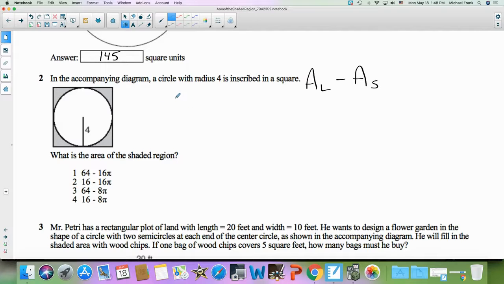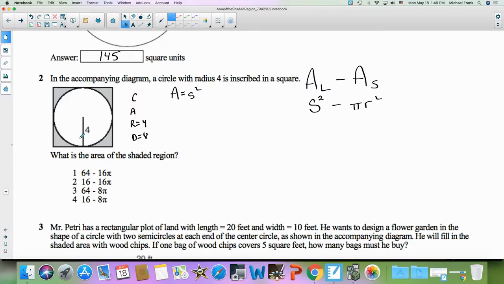Well, you might remember that the area of a square is side squared, right? So it's really going to be whatever the side of that square is squared, which is the area of the square, minus the area of the circle, which is, of course, pi r squared. Well, one deduction that we need to make is that since the radius is 4, it means the diameter would be 8.